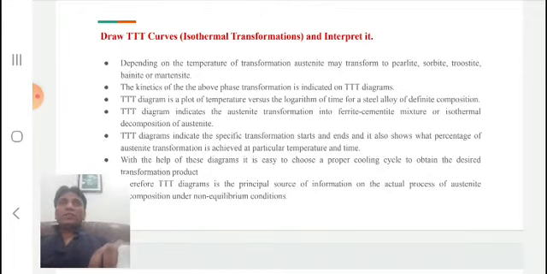So TTT diagrams indicate the entire transformation of austenite into various microstructures like pearlite, sorbite, troostite, bainite or martensite. All these things we already discussed in the previous videos.